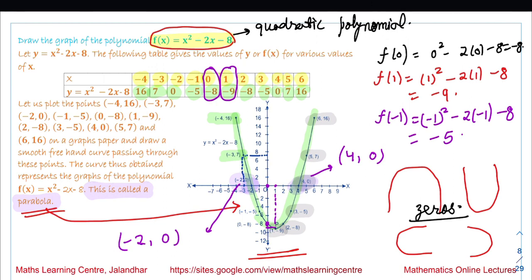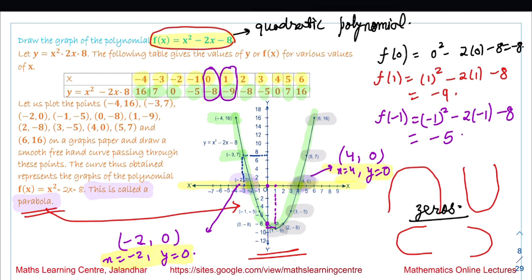So what it means is that for x is equal to 4, y is equal to 0, and for x is equal to minus 2, y is equal to 0. So we are saying this graph is intersecting the x-axis at 2 points. So we have 2 zeros of this polynomial. From this graph, what we get is that it has 2 zeros.